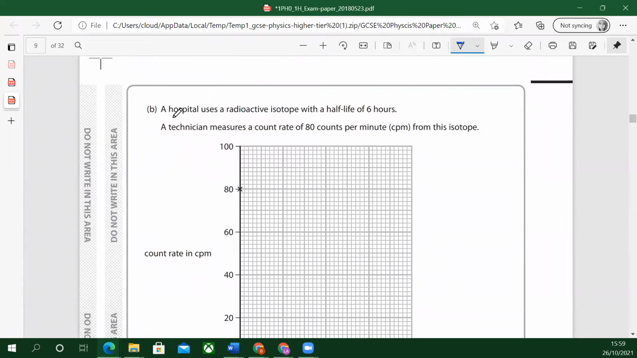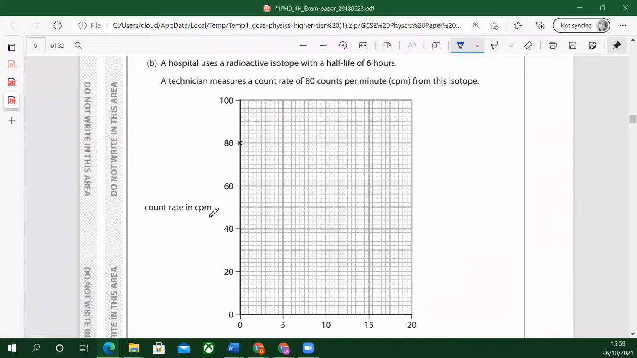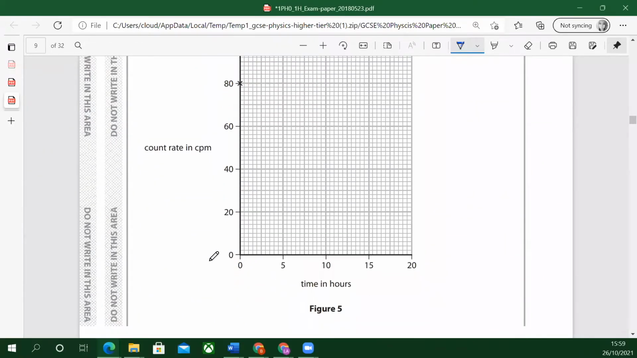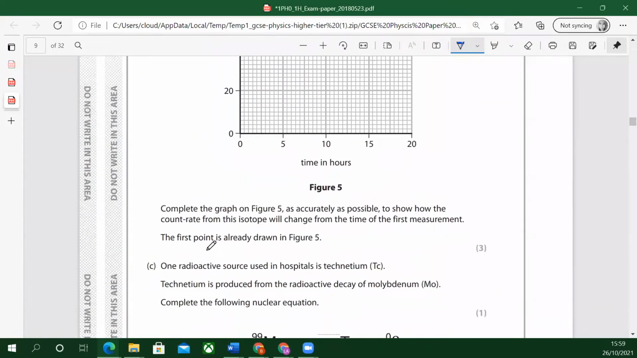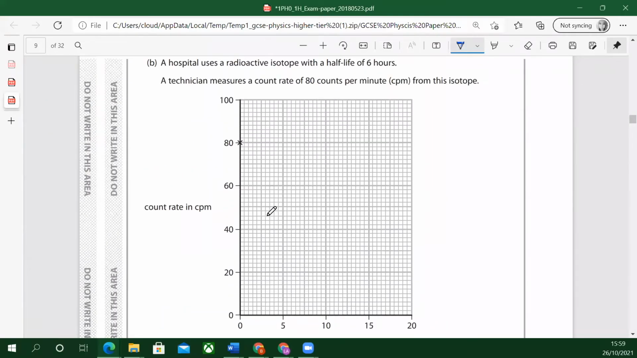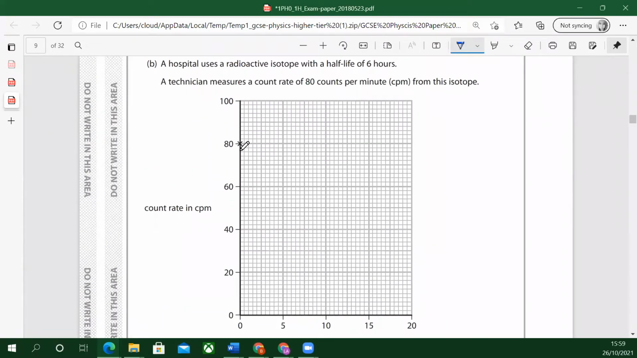A hospital uses a radioactive isotope with a half-life of 6 hours. A technician measures a count rate of 80 counts per minute. Okay, so it's per minute this time from this isotope. Count rate in counts per minute, CPM, time in hours. Complete the graph of figure 5 as accurately as possible to show how the count rate from this isotope will change from the time of first measurement. The first point is already drawn in figure 5. Okay, it's very subtle, it's there, so 80.